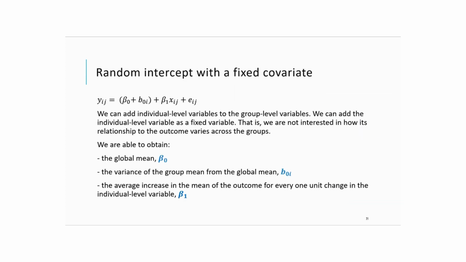Okay, so let's now add a covariate. So we've talked about a null model, but now we have to talk about when you're adding a covariate. So we have, of course, your group mean, the additions, but now you have an individual level predictor and you have your error term. So let's look at what that looks like when you're running your model.